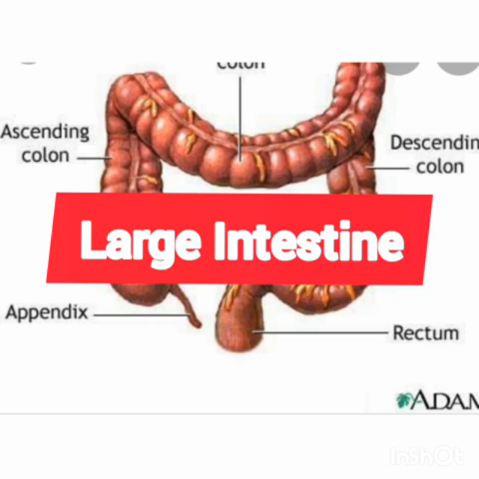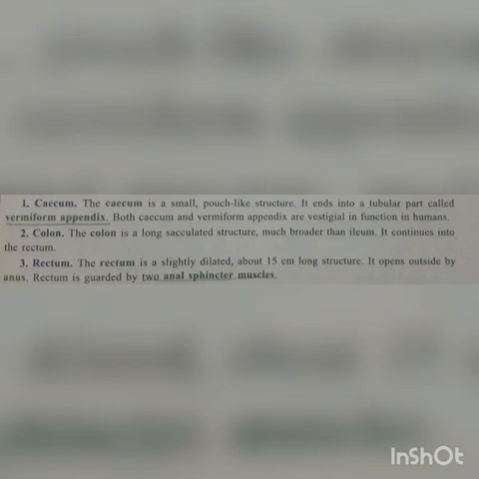The cecum is a small pouch-like structure. It ends in a tubular part called the vermiform appendix. The appendix, attached with the cecum in the large intestine, is a small finger-like structure. Both the cecum and the vermiform appendix are vestigial in function in human beings. It has no role in the digestive system. It is functionless, so it is called a vestigial organ.